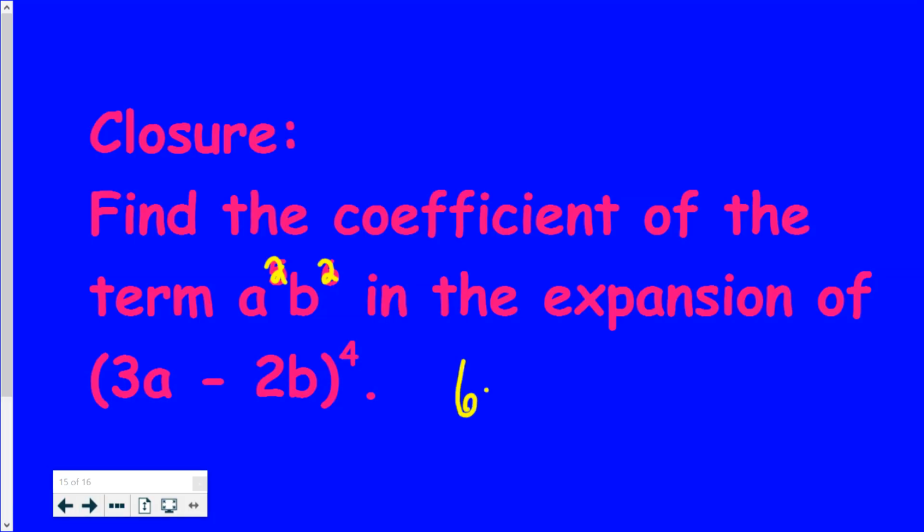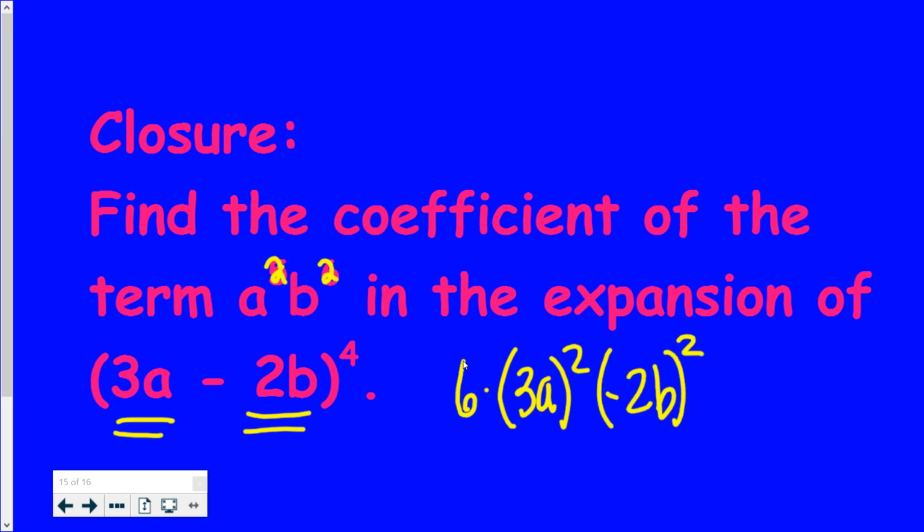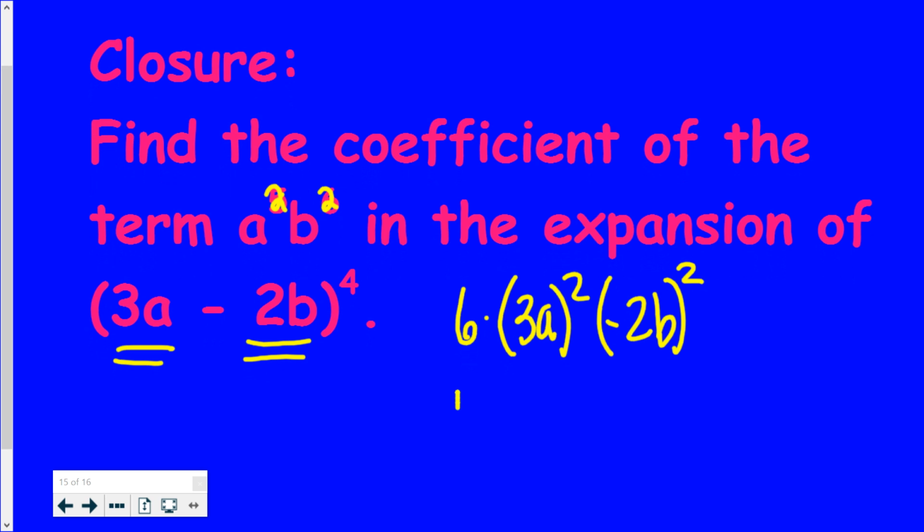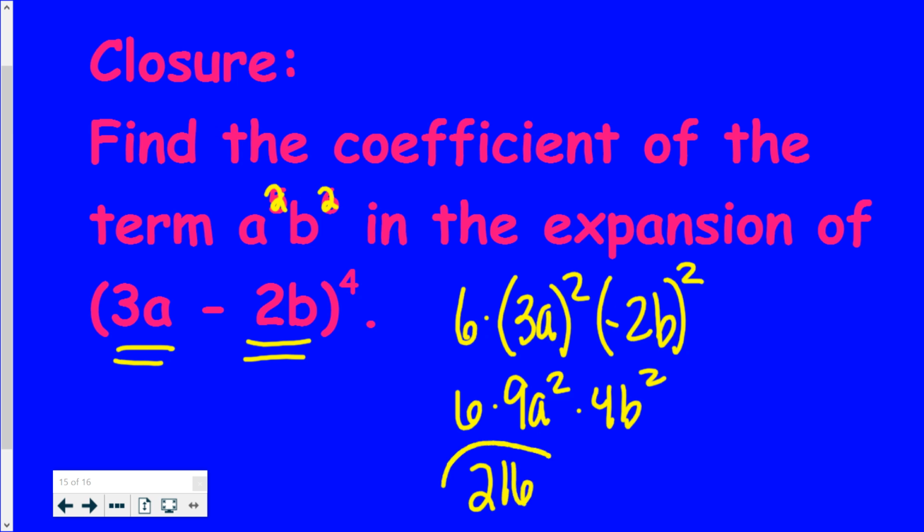So it's going to be 6 times my first term squared, so 3a squared, times my second term squared, so negative 2b squared. All right, so this is 6 times 3 squared would be 9a squared. Negative 2 squared would be 4b squared. 6 times 9 is 54 times 4 is 216, a squared, b squared, but they don't care about that. They just want the number, the coefficient up front. The answer to this one would be 216.